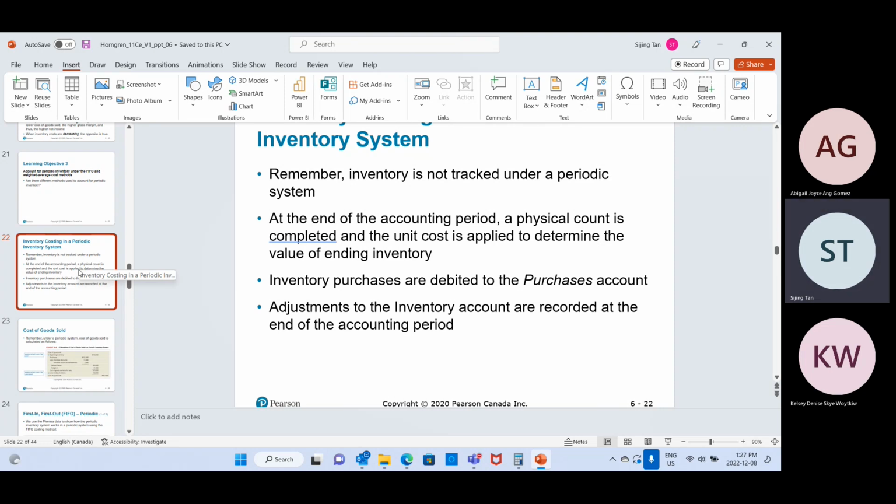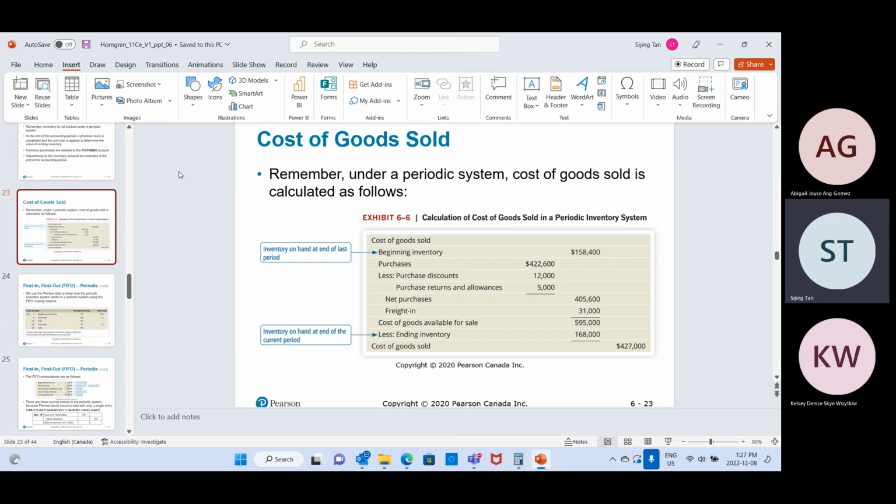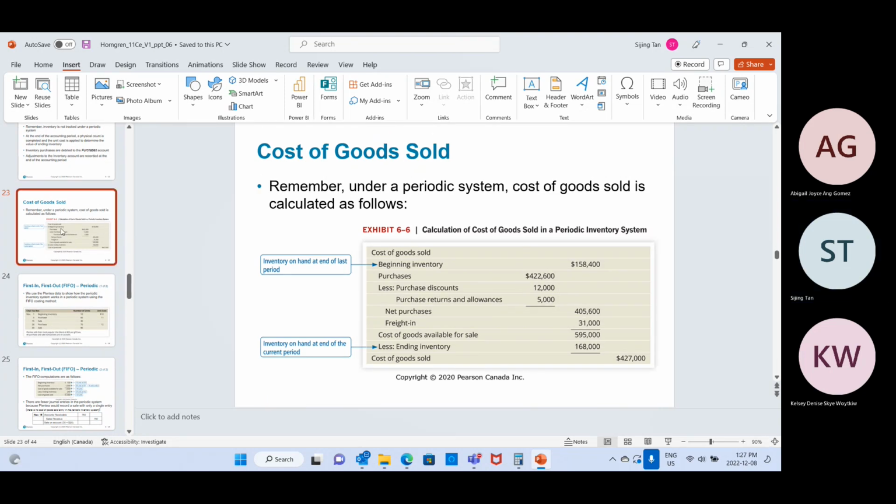The unit cost is applied to this quantity, and the result is the inventory figure that appears on the balance sheet. The periodic system is used for items that have low unit costs. The example used last class was the box of beans, right? So for inexpensive items, we normally apply the periodic system. Now we quickly see the cost at the end of the period. Cost of goods sold must be calculated for the income statement.